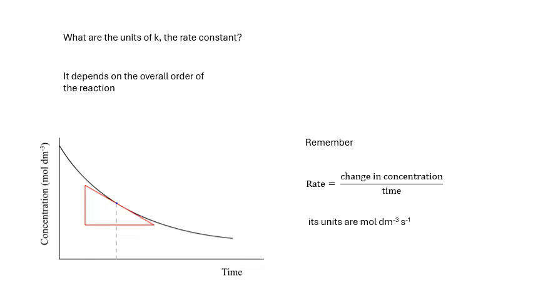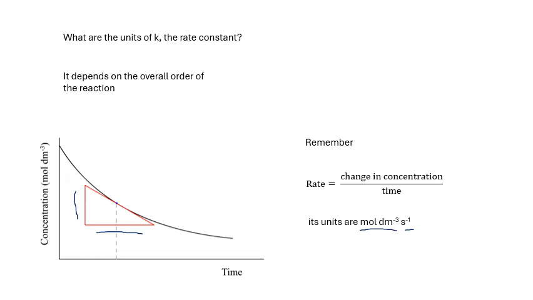When we get the gradient of the graph, it's the change in concentration divided by time. So the change in concentration is moles per decimeter cubed divided by time, so per second. So moles per decimeter cubed per second. Those are the units for the rate. Now, that's in our head.